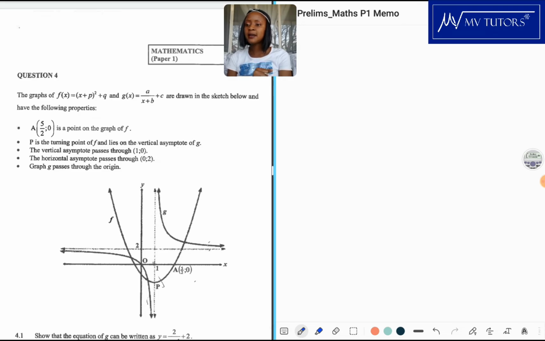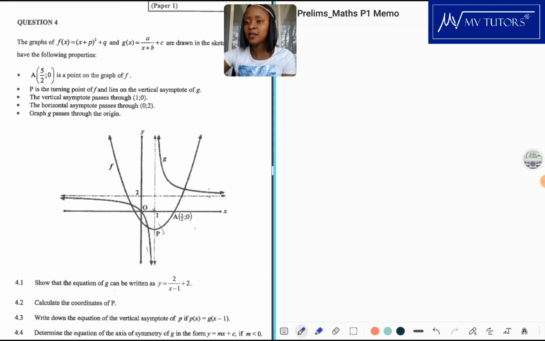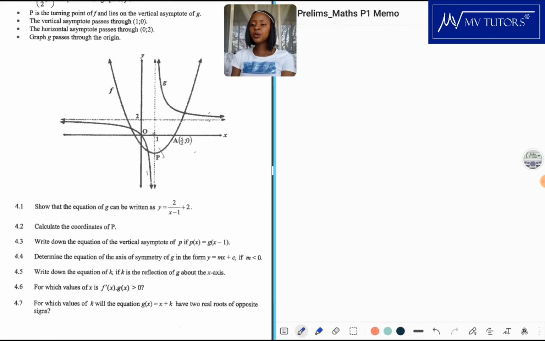So graph g passes through the origin. So one of the points on graph g is 0, 0. Now, what do they want from us? Show that the equation of g, the hyperbola, can be written as y is equal to 2 over x minus 1, plus 2.